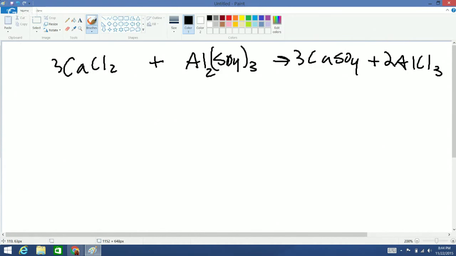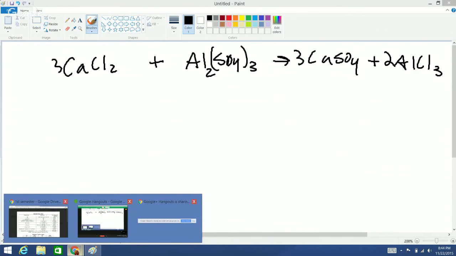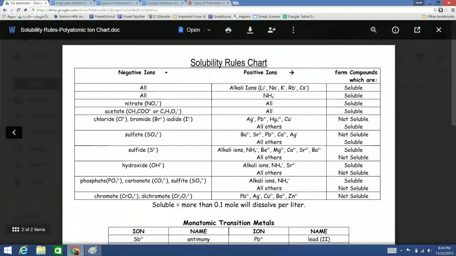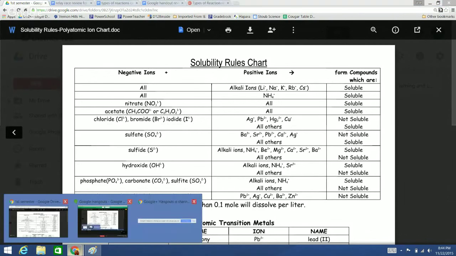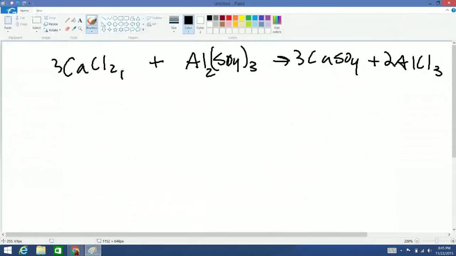All right, so I'm going to use my solubility chart. This is my double replacement reaction. I'm going to go in my solubility chart, which I have right here, and I'm going to look up first my calcium chloride. So if I look up chlorine, and I go over and look up calcium, which is in all others, I can see it's soluble. Soluble means it's aqueous. So this one is aqueous.